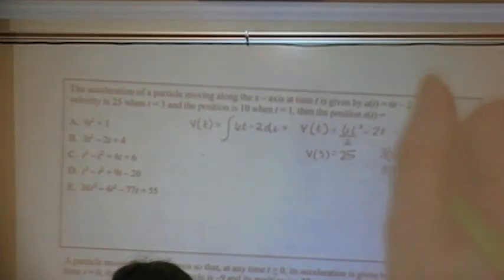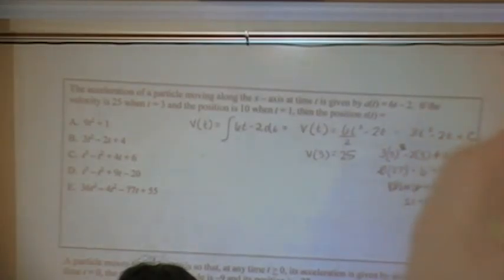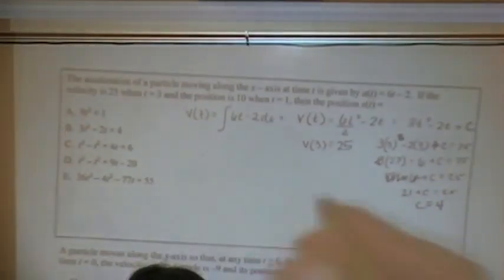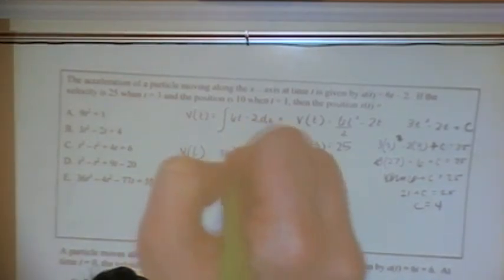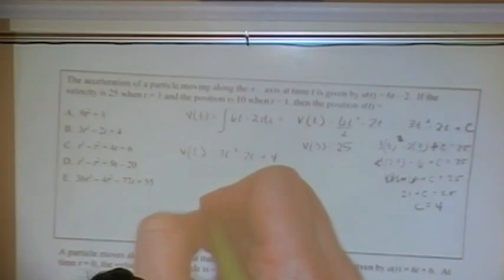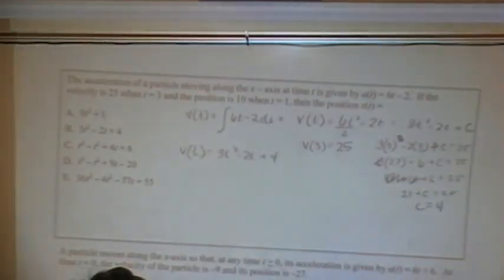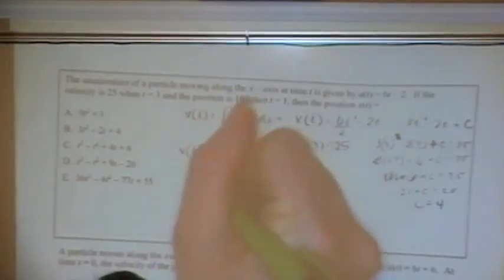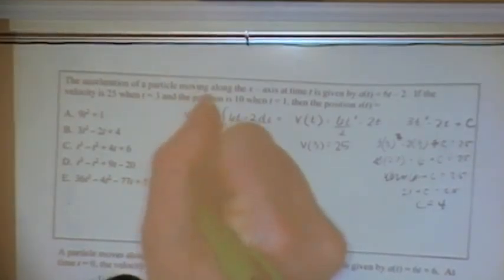Oh, I have a 3 here that's not squared. So 27 minus 6, 21 plus c equals 25. So c equals 4. Yes. All right. So now I know what my v of t function is. It is 3t squared minus 2t plus 4. So now we've got to take the antiderivative again, because I'm looking for what they're calling x of t, which I would probably call p of t, but okay.